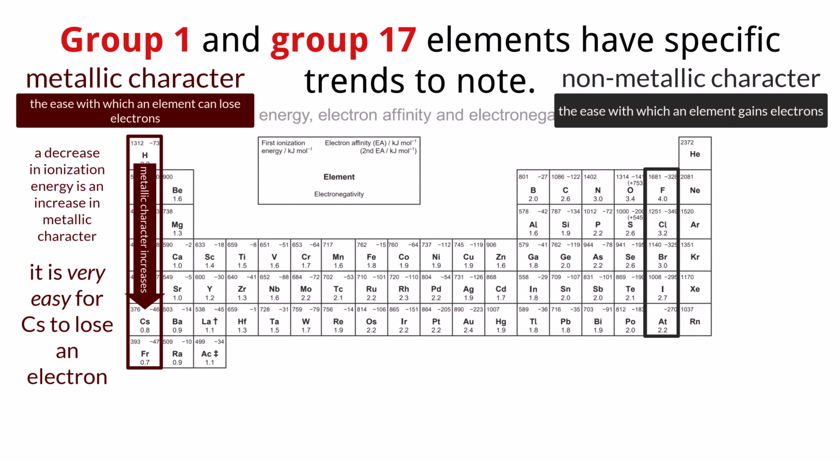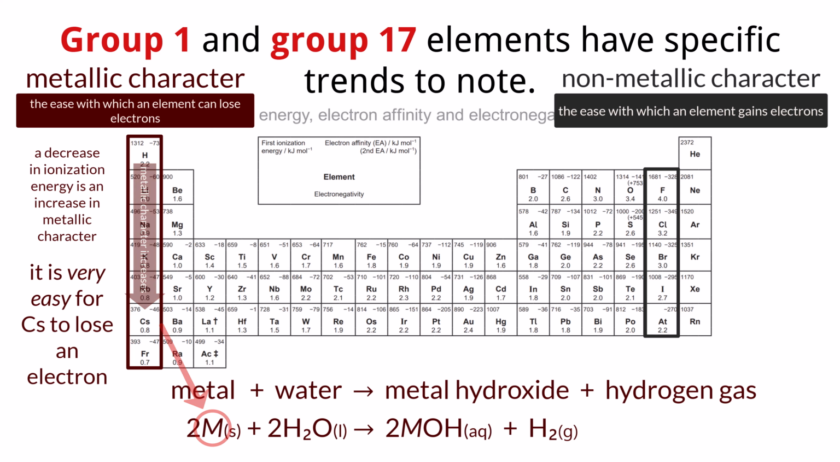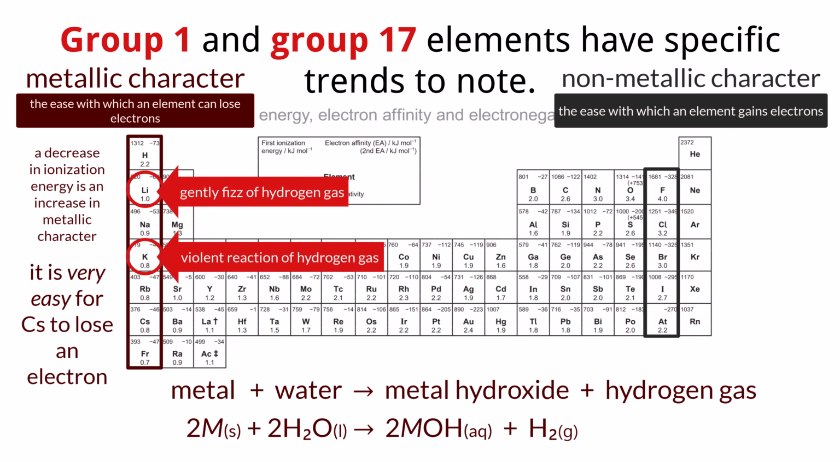This can be demonstrated when these metals react with water to form a metal hydroxide and hydrogen gas, following the general equation: the solid metal plus liquid water will yield a metal hydroxide plus hydrogen gas. The M represents the metal element from group 1. We can run this reaction with lithium and with potassium, and what we find is lithium produces a gentle fizz as the hydrogen gas is produced, but potassium reacts violently, often igniting the hydrogen produced. This is because potassium has a higher metallic character, meaning it is highly reactive because it has a greater tendency to donate its single valence electron.